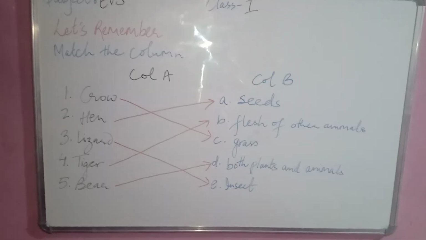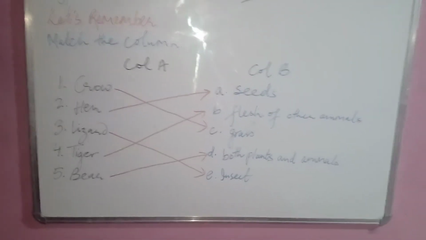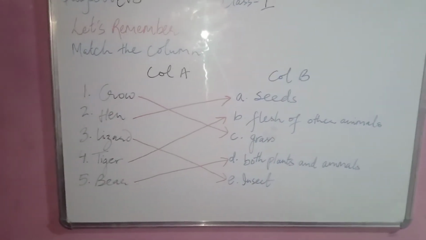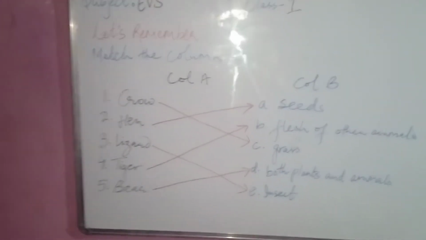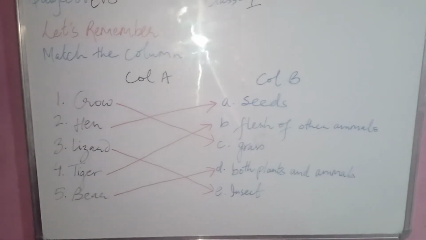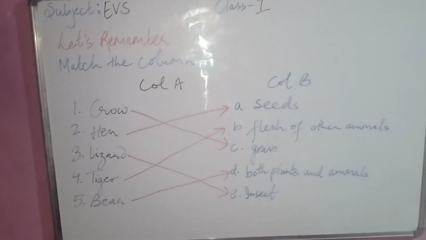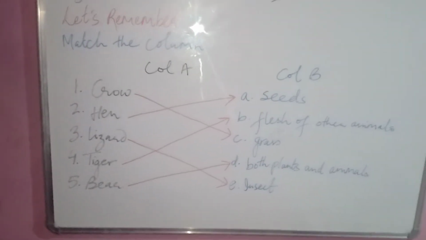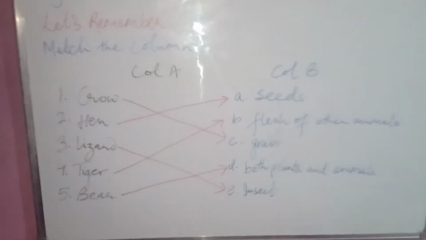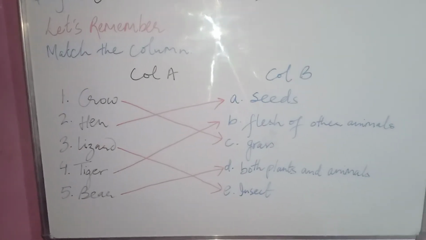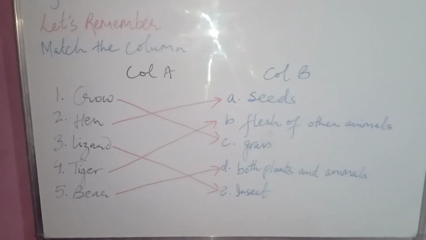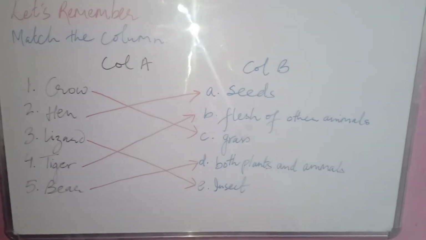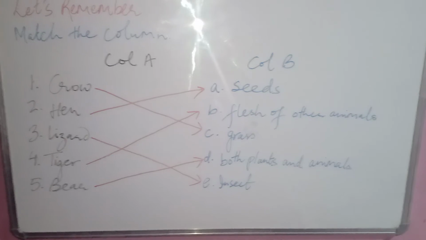Moving on. Next we have match the column. We have to match column A with column B. If you have any doubt regarding this, this will clarify your doubts. In column A we have cow, hen, lizard, tiger and bear, and in column B we have seeds, flesh of other animals, grass, both plants and animals, and insects.